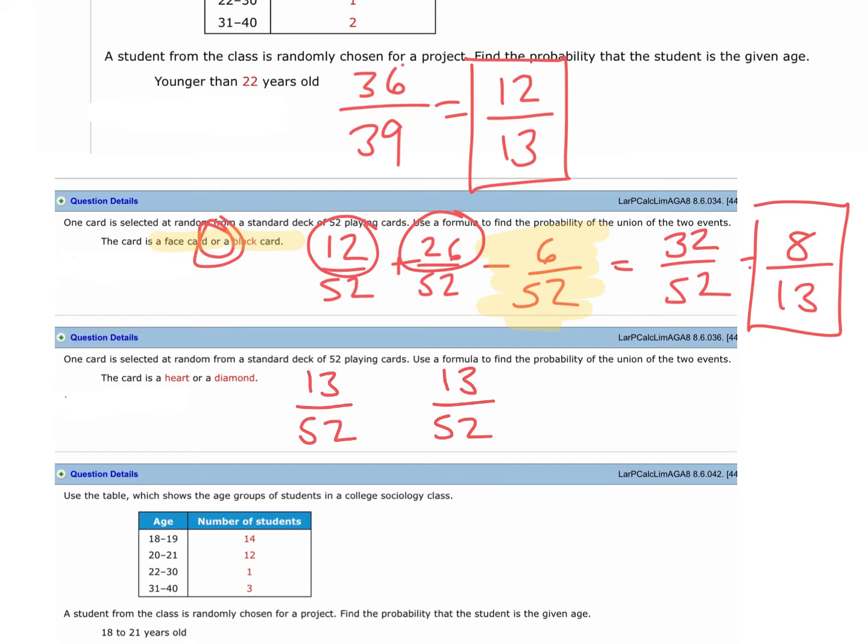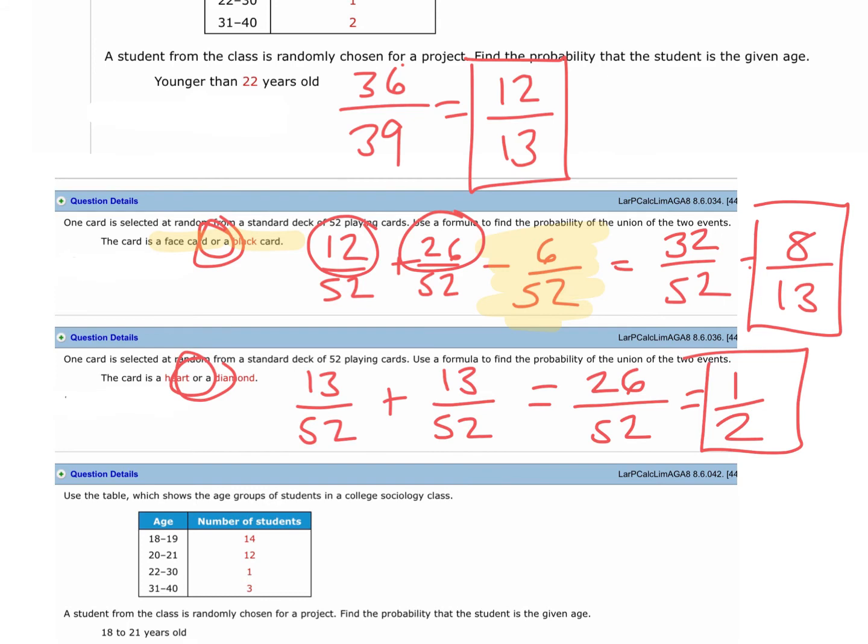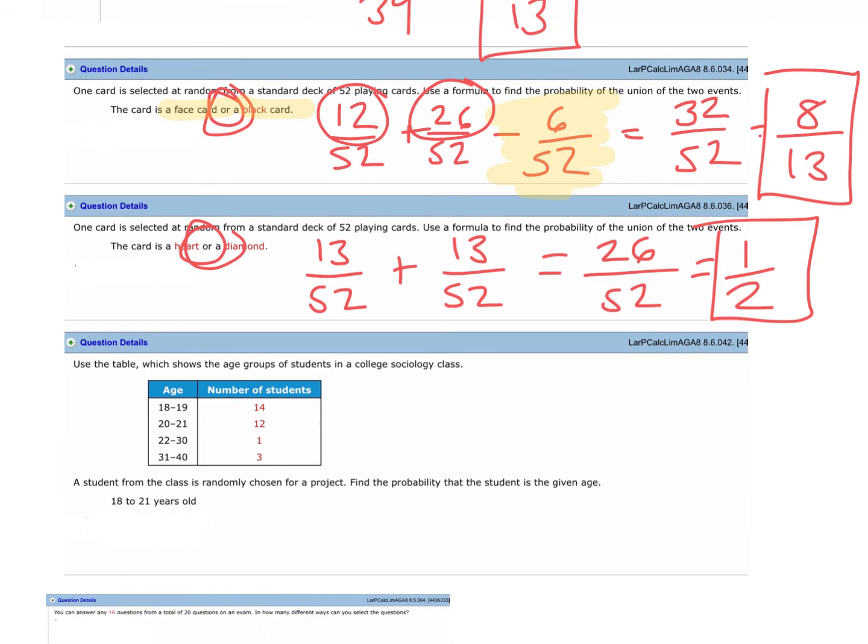Do any cards overlap? Do we have any that have a heart and a diamond on it? Nope. They're 2 different suits, so none of them overlap. So we're not subtracting anything. It says or, so do we add or multiply? Add them. So 13 plus 13 is 26 over 52. What does 26 over 52 simplify to? 1/2. Any questions on that one?